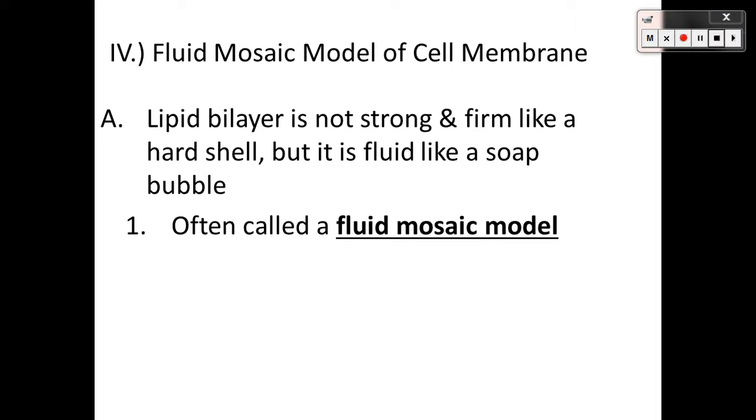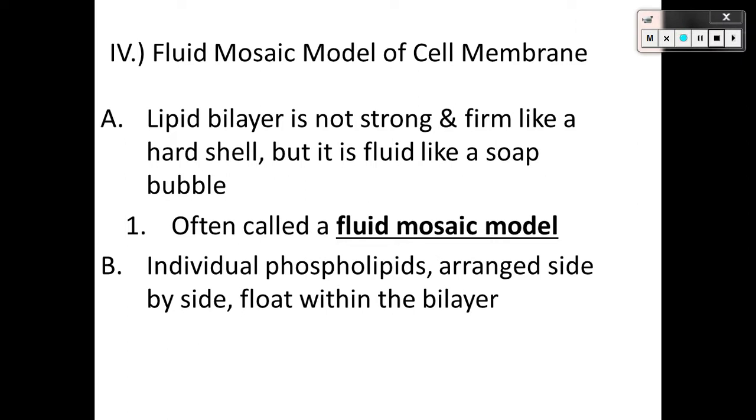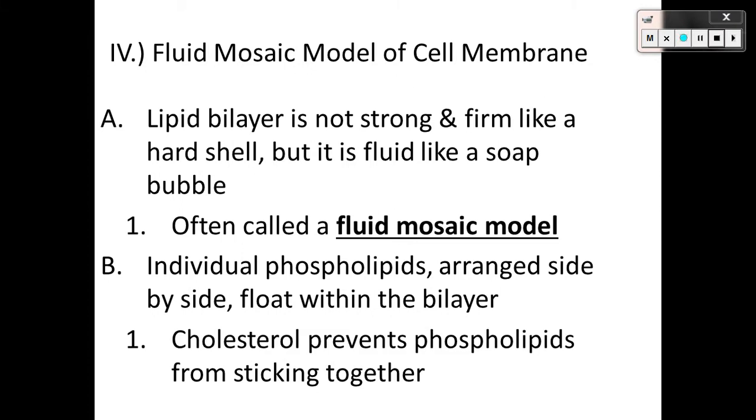Well, the cell membrane, we learned, has cholesterol in it, it's got fatty phospholipids, it's got 5 different types of proteins in it. It's got all sorts of stuff inside of this membrane. So it's kind of like a mosaic in that sense, where it has many different things all throughout it. Now, individual phospholipids, just to remind you, are arranged side by side, and they float within that bilayer. And of course, as a recap, cholesterol is what prevents our phospholipids from sticking together. So this is in essence all of what you'll need to know for our cell membrane.